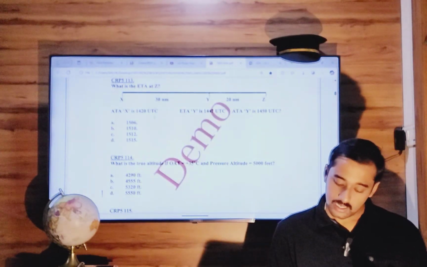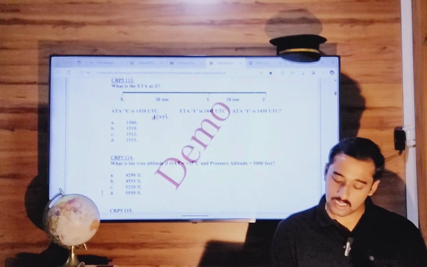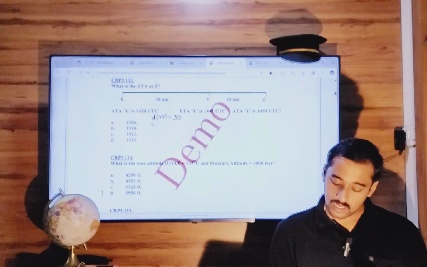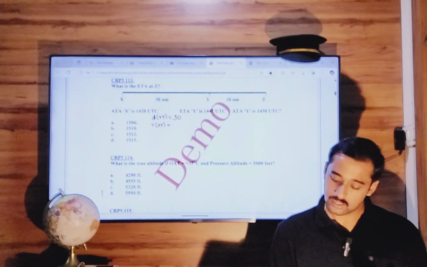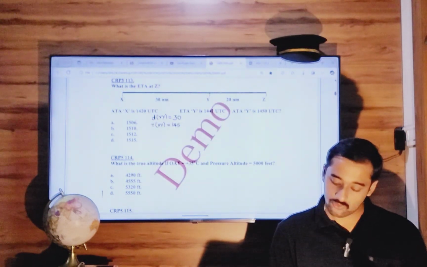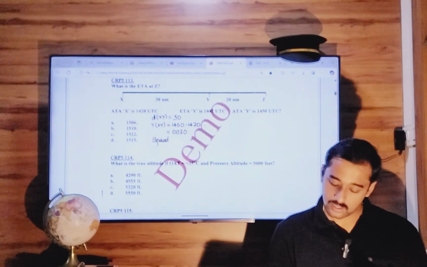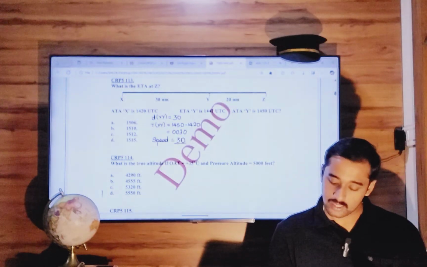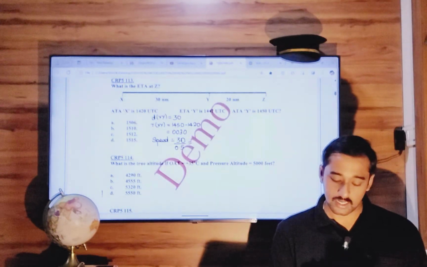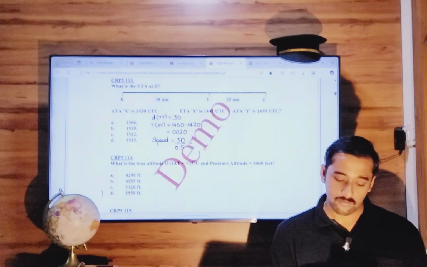Question 113. Similar question. Distance xy is 30. Time x to y is 1450 minus 1420, 30 minutes. So speed will be how much? Distance divided by time. So 30 divided by 0.5 is 60.